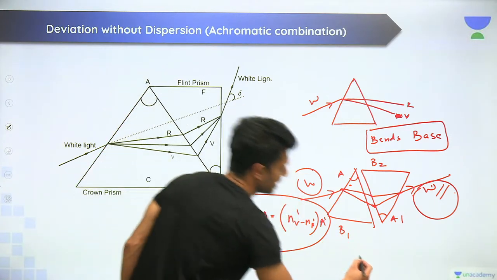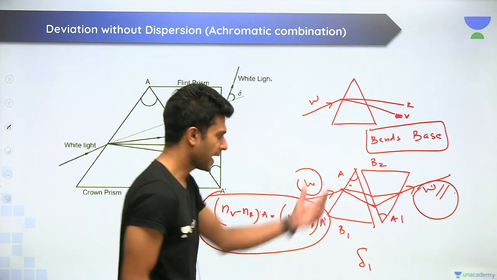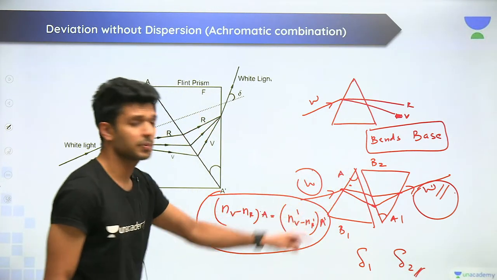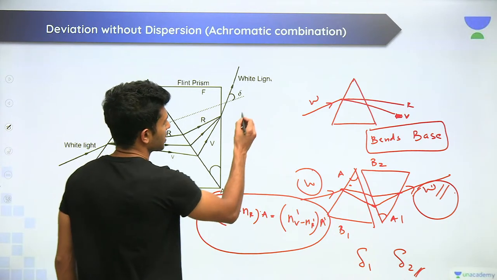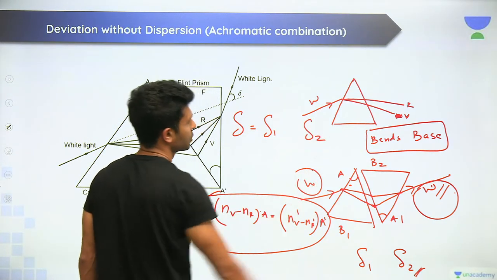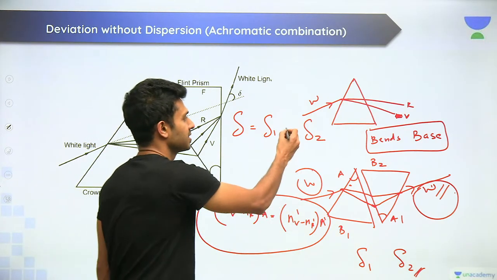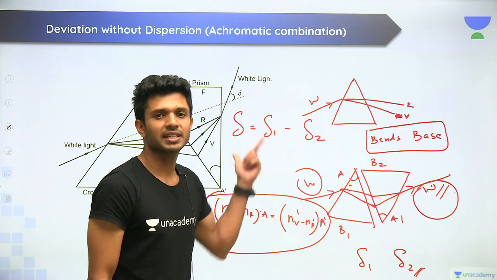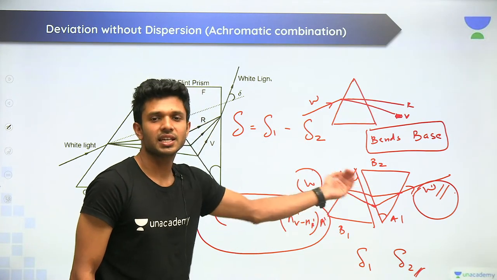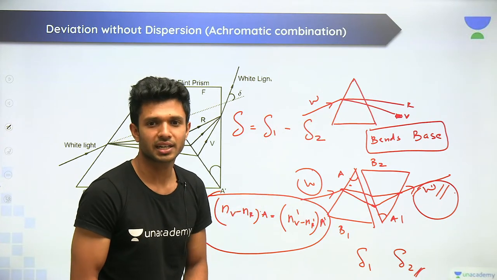Let's say that delta 1 is the deviation produced by the first prism and delta 2 is the deviation produced by the second prism. What will be the net deviation? Is it delta 1 plus delta 2, or is it minus? Won't it be minus? Why does the deviation have to be subtracted? Because the prisms are deviating the light rays in the opposite direction, so obviously the deviation has to be subtracted.